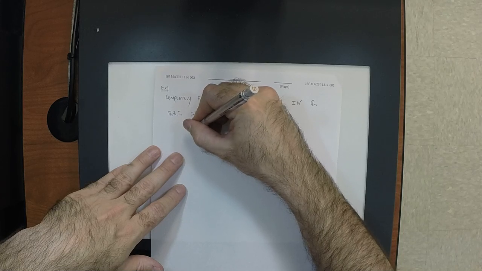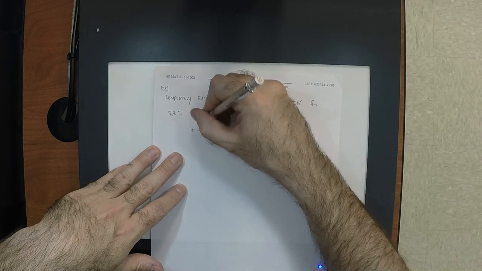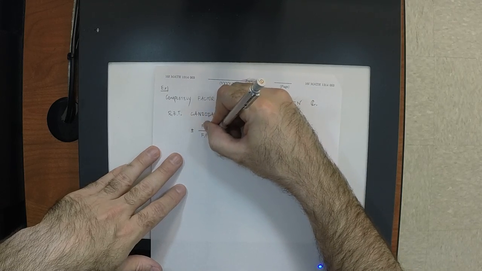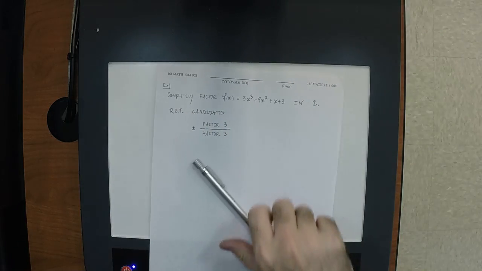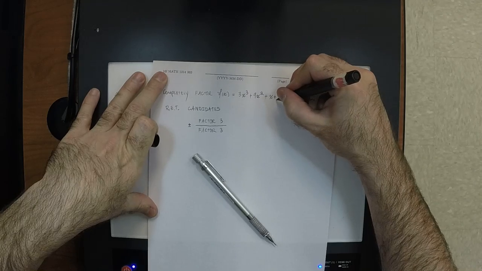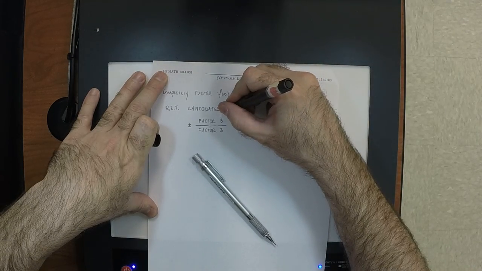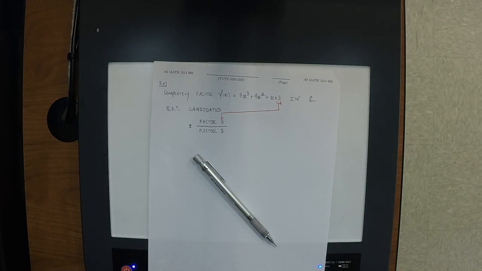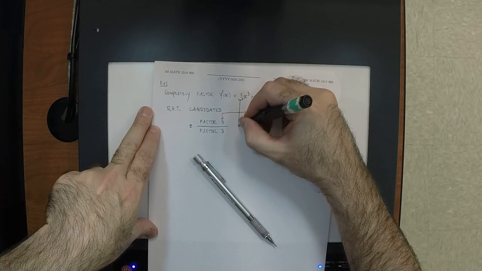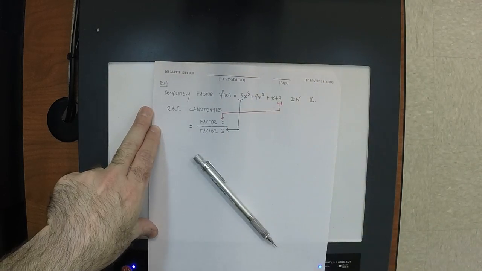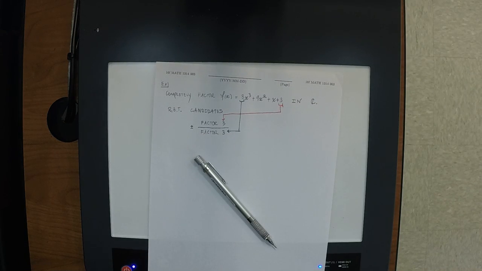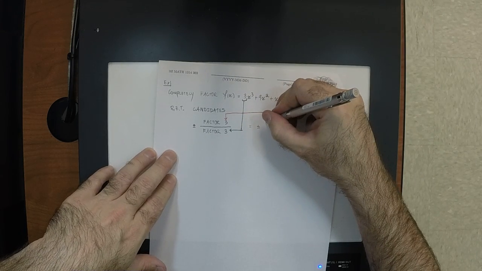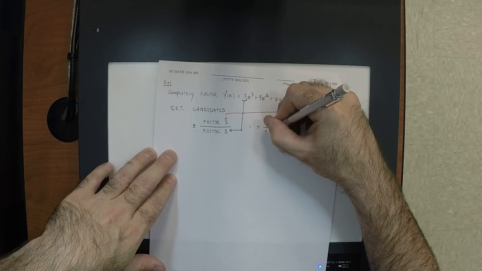It says that if there are any rational zeros, then it must be plus or minus a factor of 3 divided by a factor of 3. The 3 in the top comes from this one, and the 3 in the bottom comes from this one. So what are the factors of 3? 1 and 3, and in the denominator also 1 and 3.